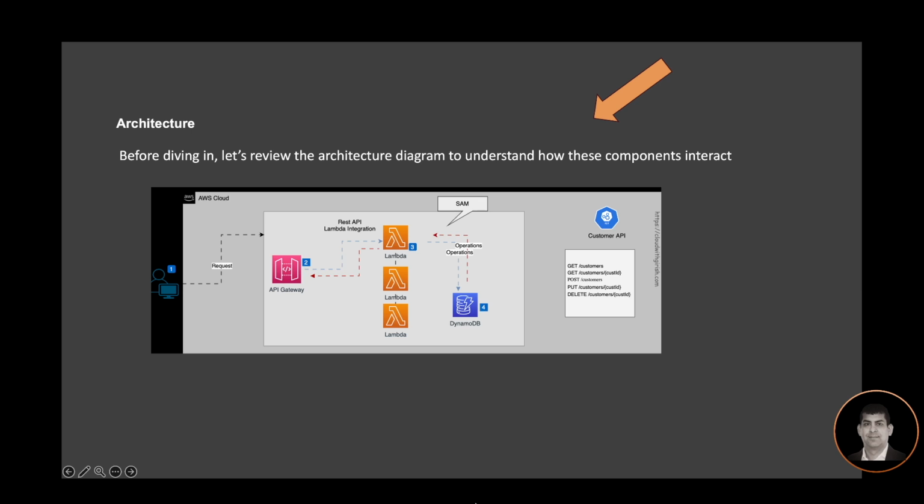So here a user will request customer information or will post information to create a new customer. API Gateway handles that request and integrates the API with the Lambda function. The Lambda function processes the request and either stores the data in DynamoDB or gets the data from DynamoDB and returns it back to the user.